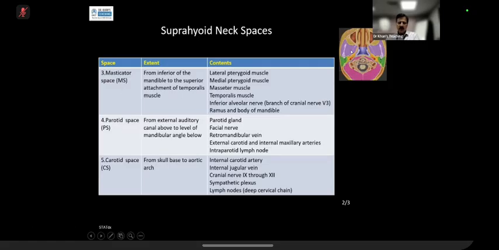Basically, the masticator space is the one in purple color here. It surrounds the mandible and the muscles of mastication. These are all the contents. You should know the extent: it goes all the way to the base of skull. Parotid space we have covered, and this green picture here is the parotid space, which covers the parotid gland. These are the contents. Carotid space is the space from the aortic arch till the base of skull, and we will cover it subsequently.